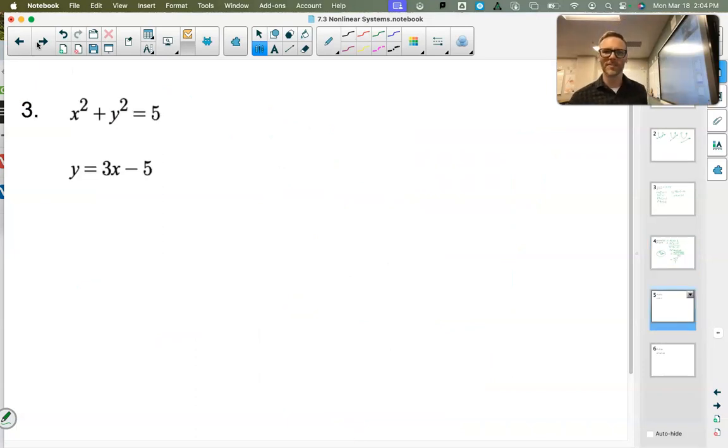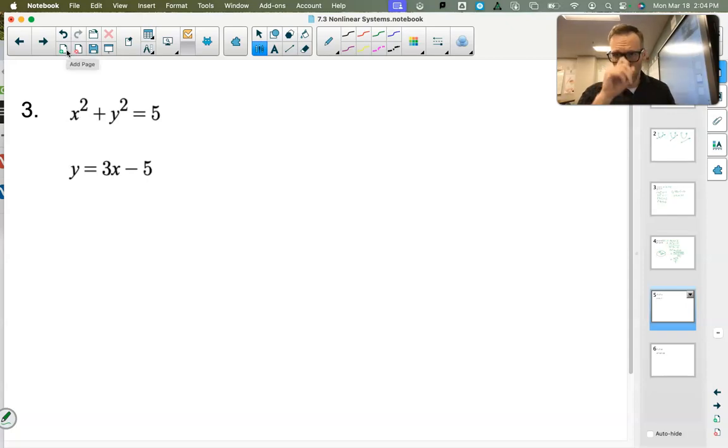All right, what do we have here? Second equation's a line. Y equals 3x minus 5. We should recognize that right away. But is this first equation a parabola again? Notice that both the x is squared and the y is squared. Hopefully you recognize this as the equation of a circle. X squared plus y squared equals r squared. This is the equation of a circle.